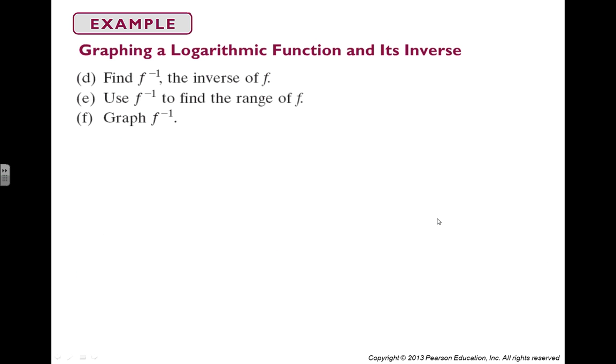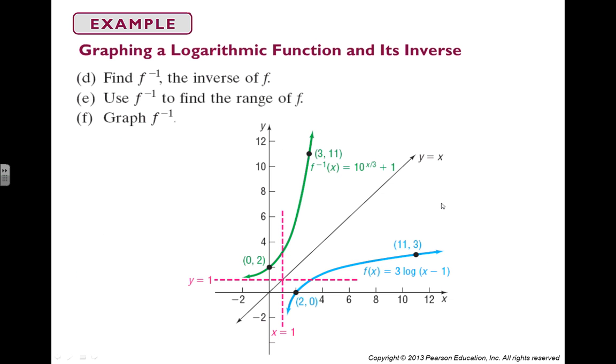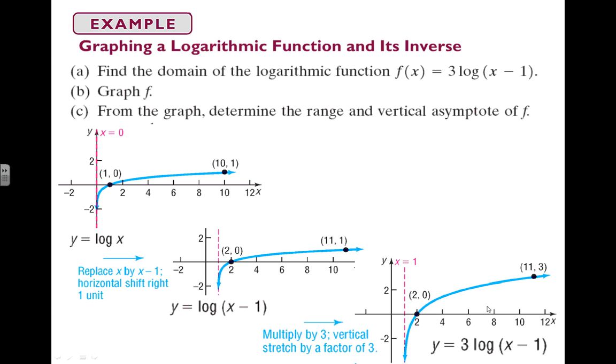From the graph, determine the range and vertical asymptote. So the vertical asymptote is at x equals 1, and the range is from negative infinity to positive infinity.